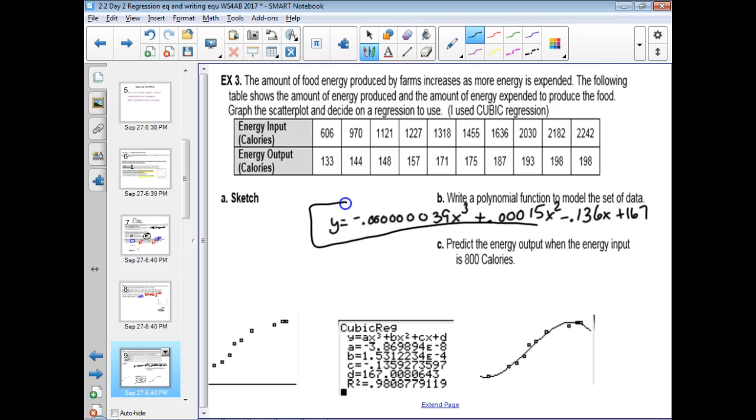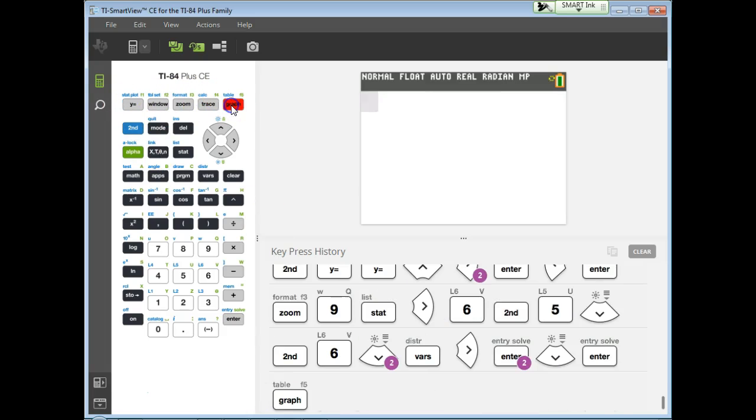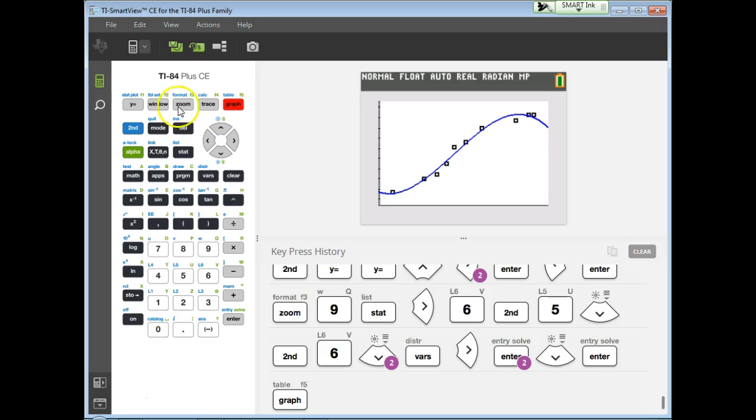So luckily, guys, this is already stored in your y1, so you don't have to do any work to predict the energy output when there's 800 calories. So what I'm going to do is go to the graph. It's not a perfect fit, which we kind of already knew looking at the correlation coefficient. I didn't jot that one down. Did anyone jot down what the correlation coefficient was? The R? 0.98, which is like, okay, it's good. It's not perfect, that's for sure.